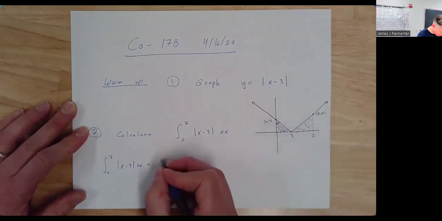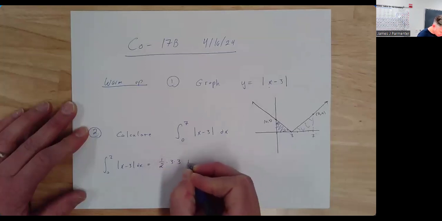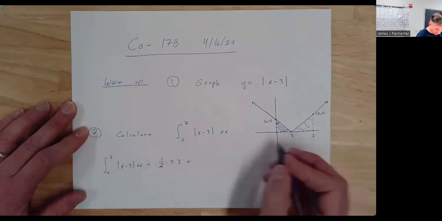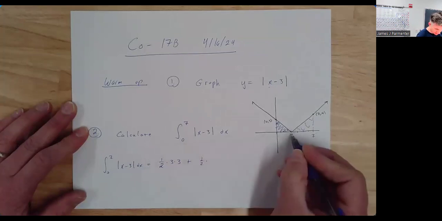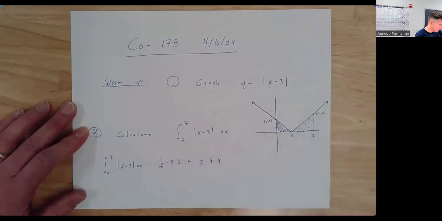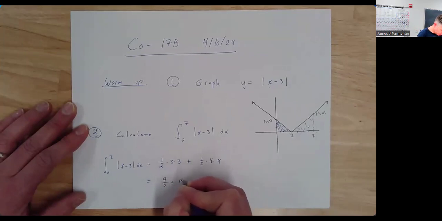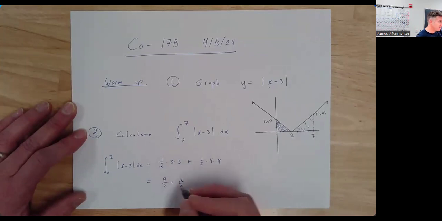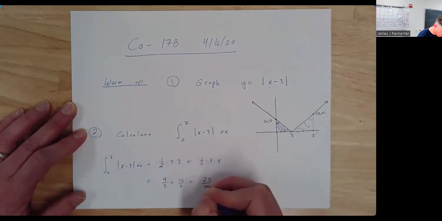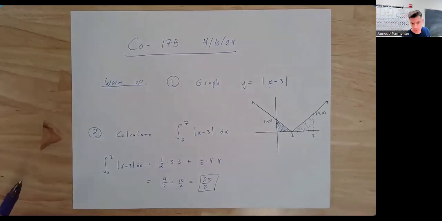So the first triangle has an area of 1/2 base times height. And the second triangle has an area of 1/2 its base, which is 4, times its height, which is also 4. And then we're going to get 9/2 plus 16/2. Normally, I would reduce that to 8, but since I'm going to add those fractions and I've already got a common denominator, might as well just leave it as 25/2. Cool.